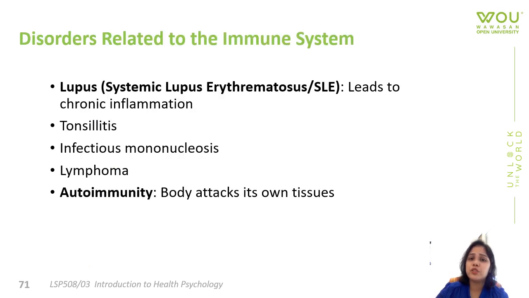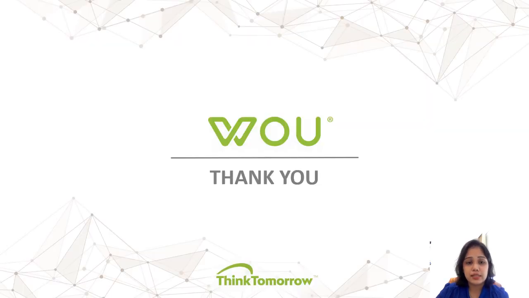So the disorders related to immune systems are, for example, lupus. This leads to chronic inflammation. Tonsillitis is also a form of infection. Infectious mononucleosis, lymphoma, and another type of autoimmunity, which is when the body attacks its own tissues. So autoimmune diseases like arthritis, for example, is an autoimmune disease.